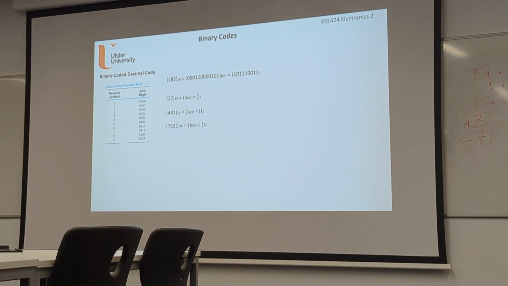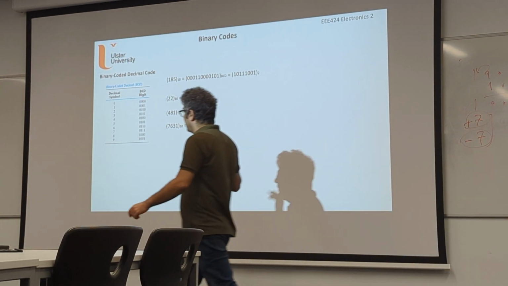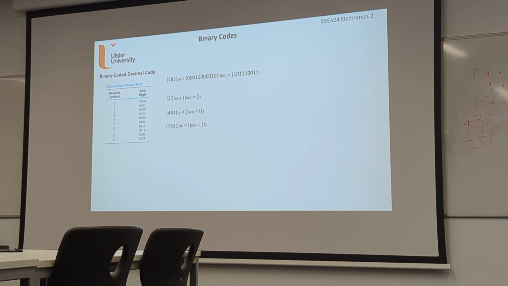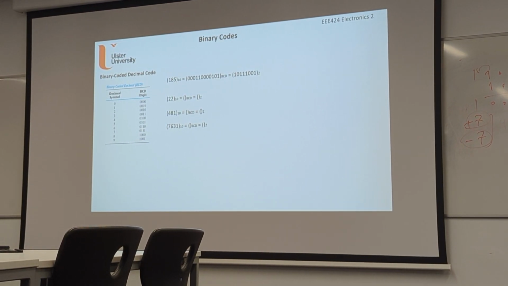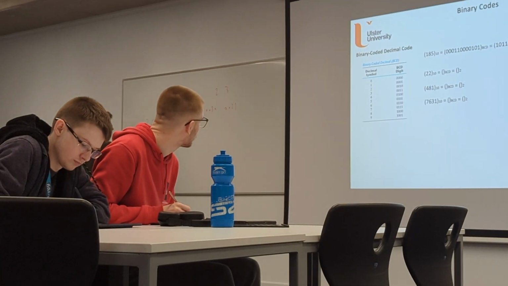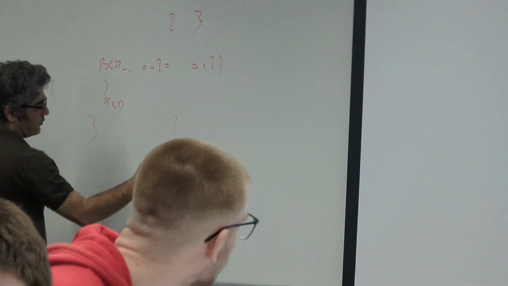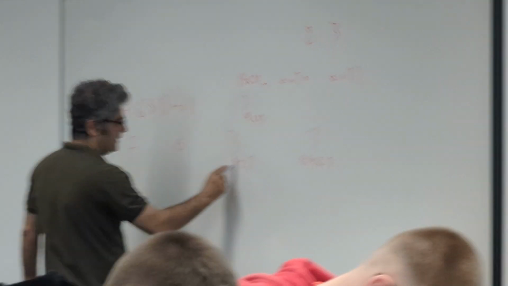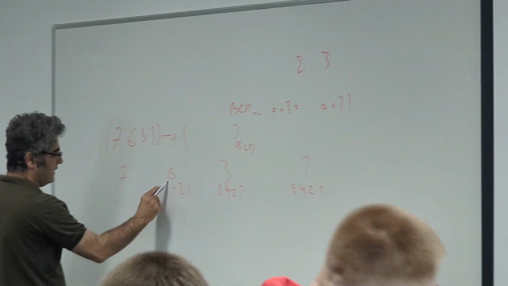Let's solve the other one. 7631. Let's solve this as well. We have 7631 and we want to convert to BCD. So 7631. 1, 2, 4, 8.